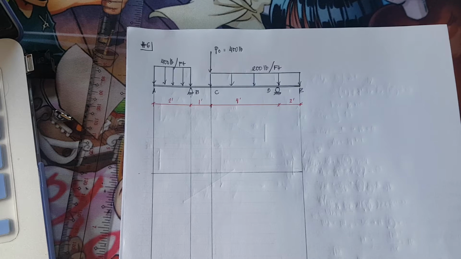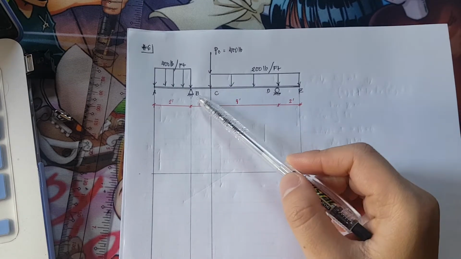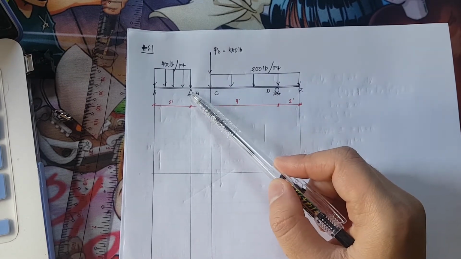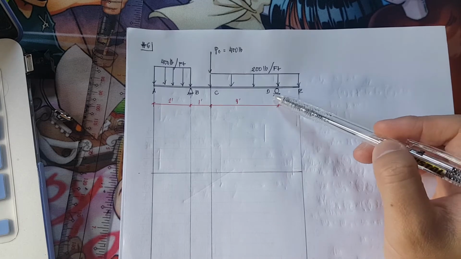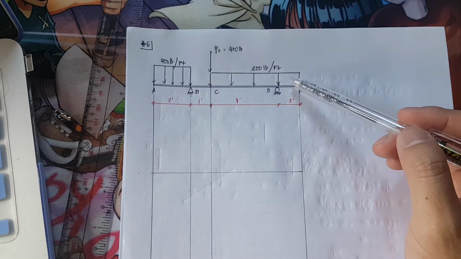Welcome back. So this is the last part of our module number 4, which is shear and moment equations and diagram. So this is still the area method. We're going to draw our shear and moment diagram by using the area method. So we have here an overhang beam, which is still simply supported, a pin at point B and a roller at point D. So this is quite complicated compared to our previous examples.